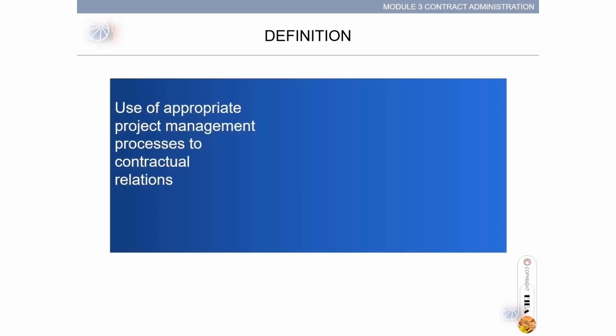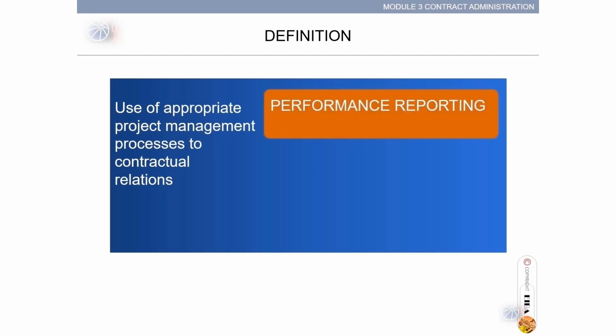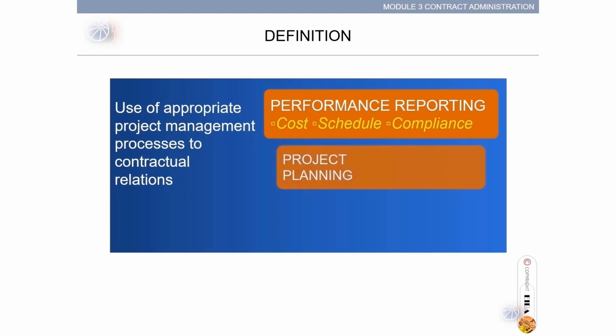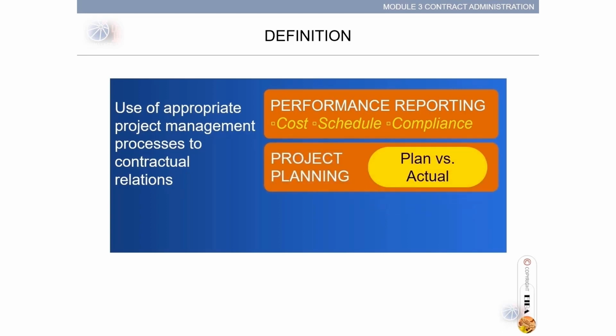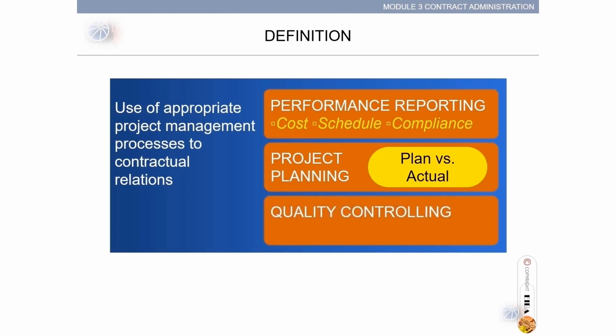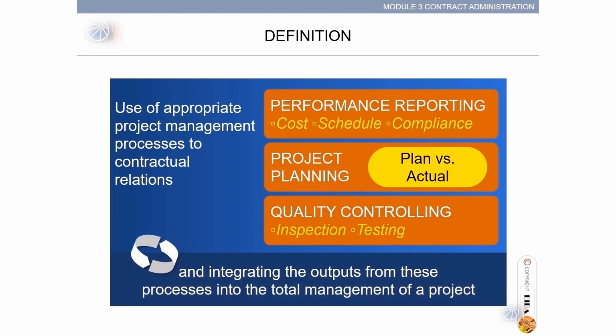Contract administration is defined as the use of appropriate project management processes to manage contractual relations, such as in performance reporting on cost, schedule, and compliance, project planning, always tracking the plan versus actual, quality controlling by inspection and testing, and integrating the outputs from these processes into the total management of a project.